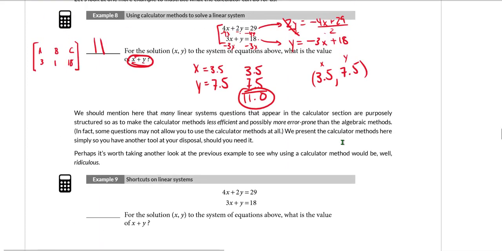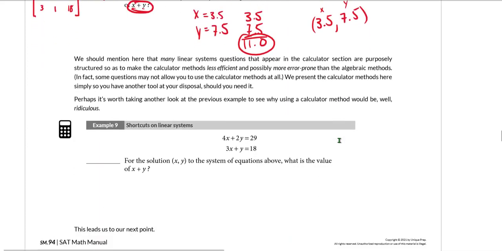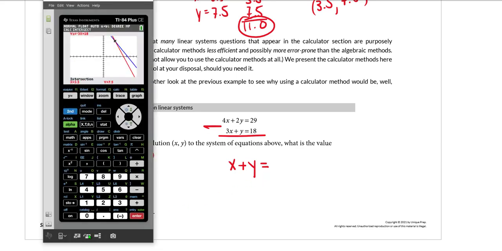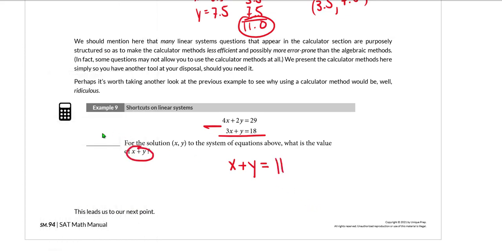If you saw it before and you were wondering why I was using the calculator, well, it's because you needed to know the calculator methods as well. But the shortcut here is, if you look at what the question is asking, you can see that if you actually just subtract these two equations, 4x minus 3x, that gives you x, 2y minus y, that gives you positive y, equals 29 minus 18. Well, in your calculator, if you do 29 minus 18, that gives you 11, and you are done this question way more quickly than if you had used the calculator techniques.